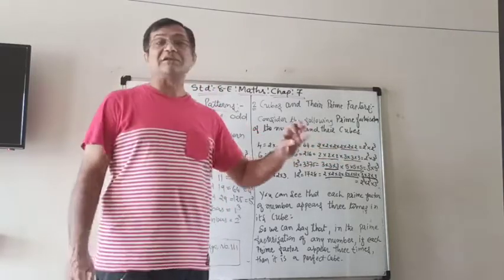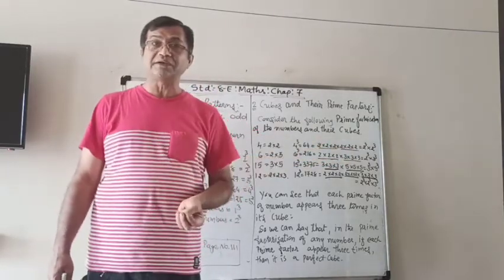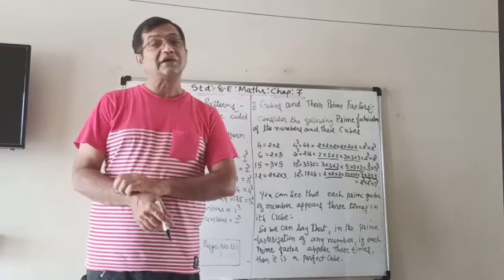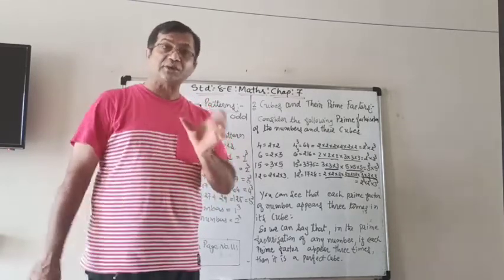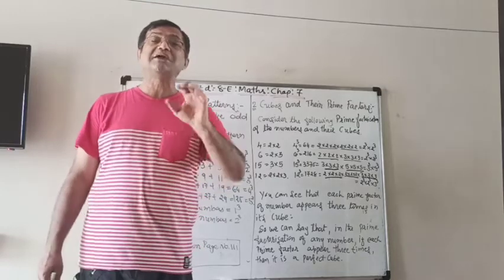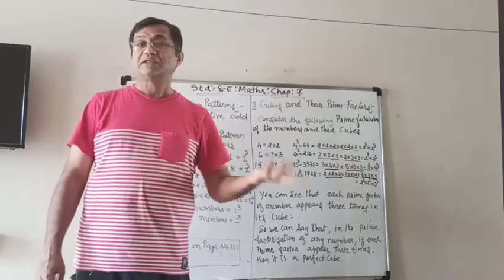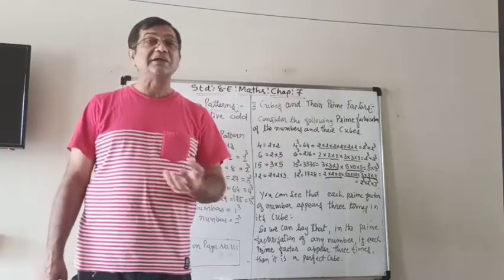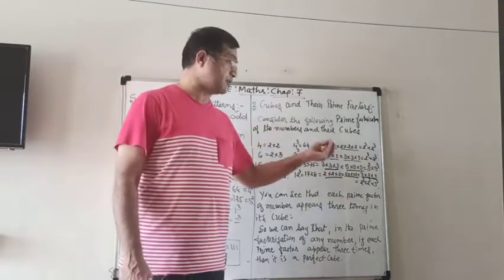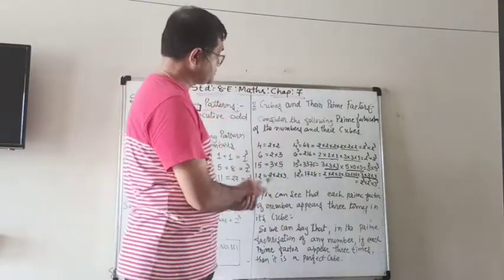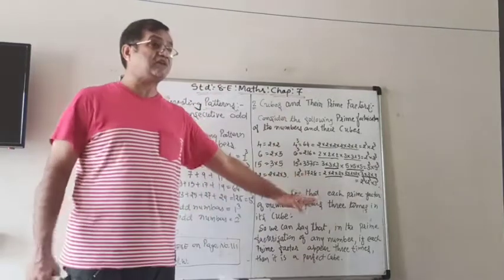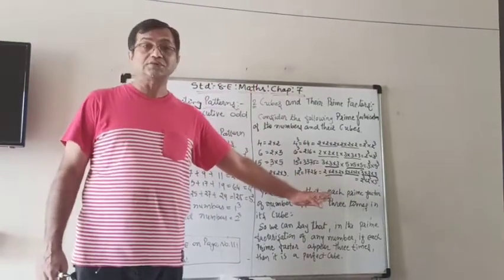If all triplets are made, nothing is left, then it is a perfect cube. But if some of the numbers are not in triplets, then that number will not be a perfect cube. So by this way we can check whether it is a perfect cube or not.